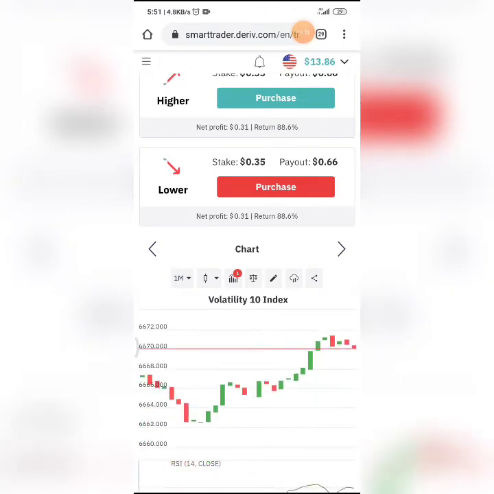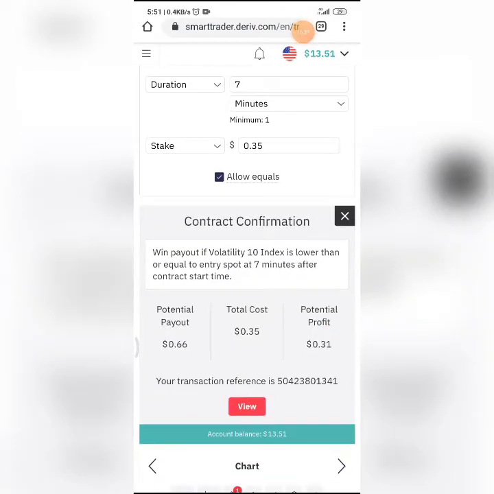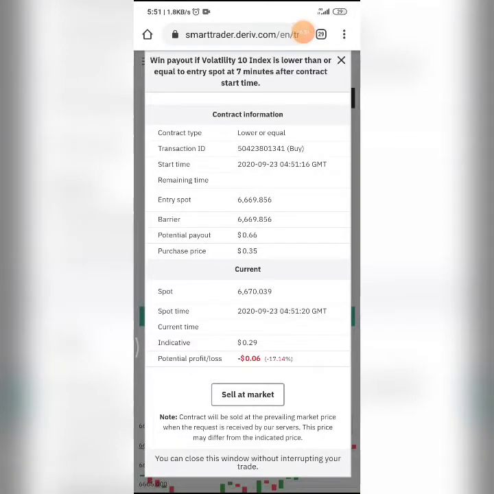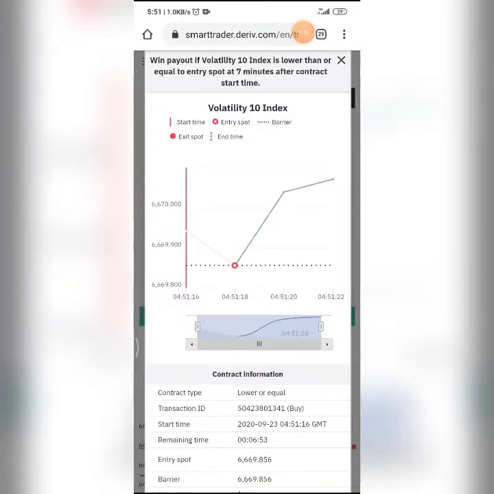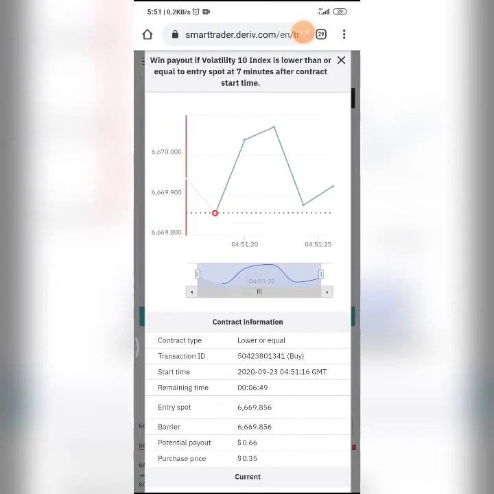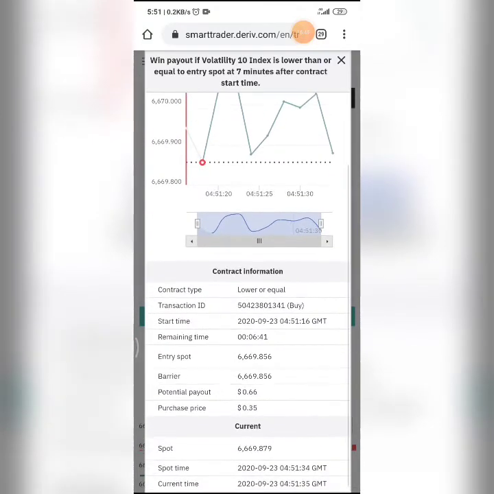It wants to go down. It's trying to go down, so I'm just going to go with 7 minutes. Let's just purchase lower, and that's it. I just entered. The contract has been confirmed, and I can just click on view and see how it's going. So it selected lower, but then it's just consolidating. Actually, I was supposed to select higher. Why? Because it's trying to go back to hit that, what did you call it, the new resistance.